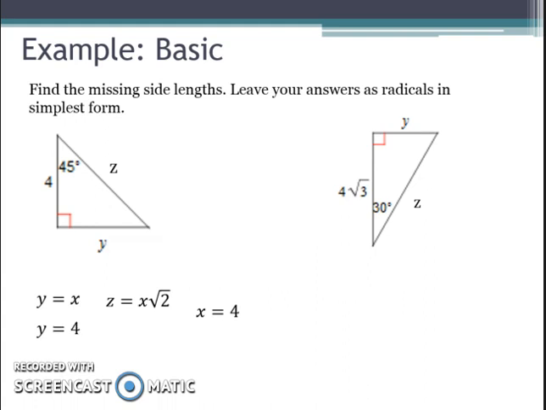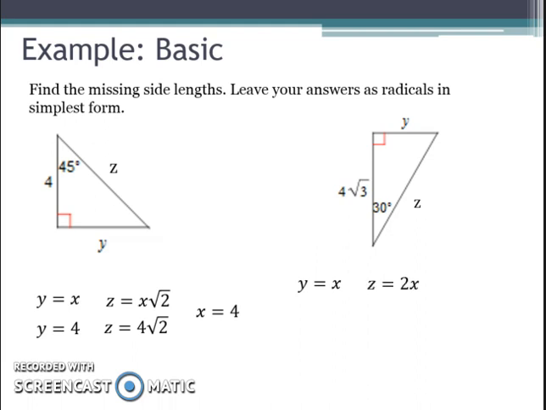Z equals x square root of 2, well, x is 4, so it's 4 square root of 2. And those are my answers. On the small triangle, I know that y is my short leg, and that's x. I know that z is my hypotenuse, which is 2x.